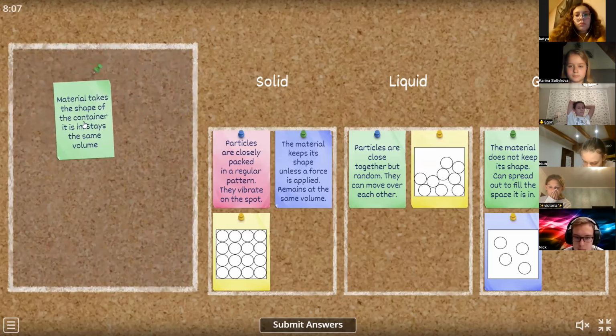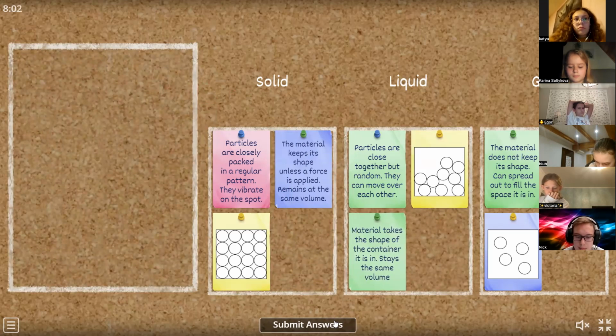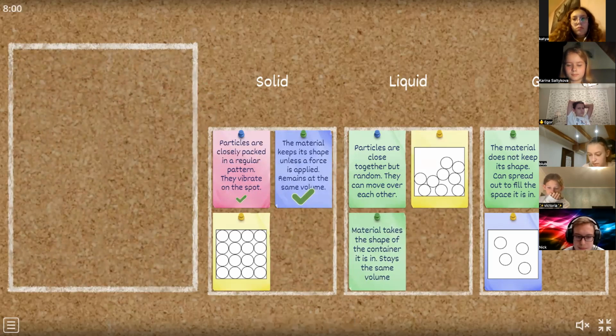It is also about liquids. That the material takes the shape of the container, but stays the same volume. Liquid. Good.